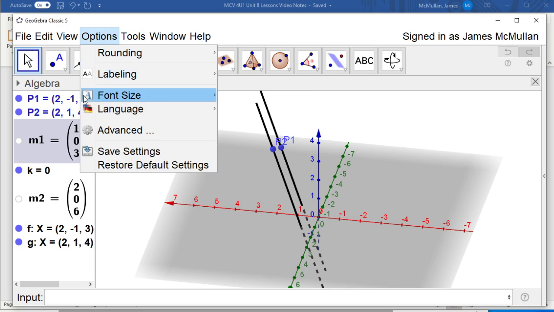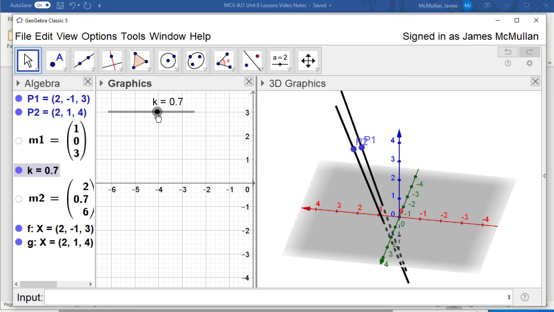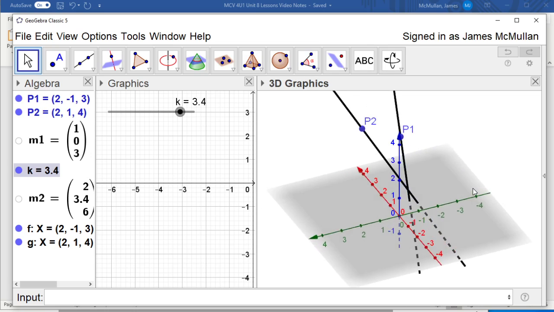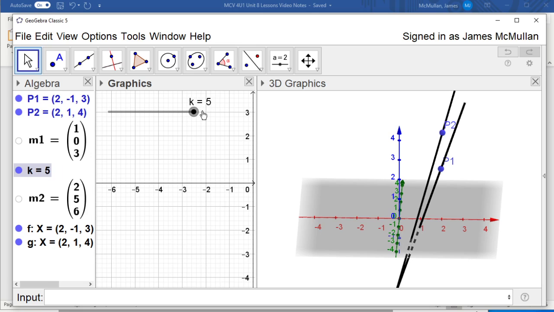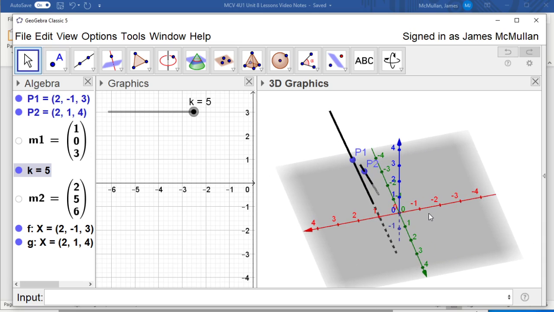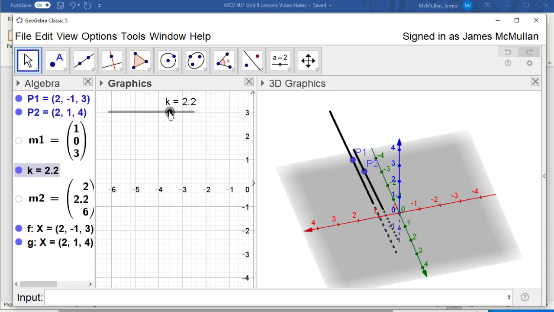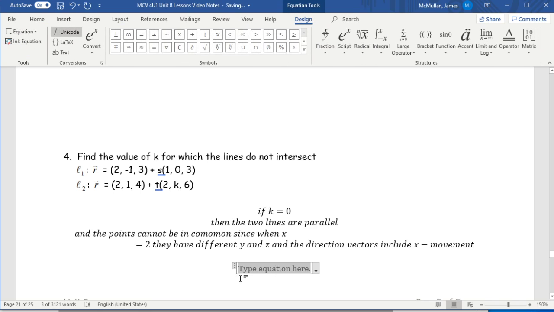If I change the value of k, there might be a k that causes them to meet, right? Doesn't look like they meet there. Actually, you know what? It doesn't look like any k is going to help us here, but let's try and show that. So let's try to make them intersect.